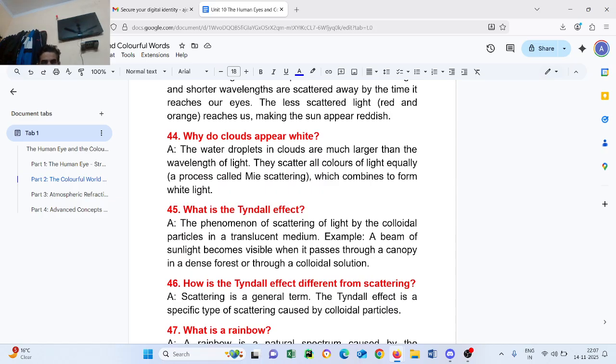Example, a beam of sunlight becomes visible when it passes through a canopy of a dense forest or through a colloidal solution.